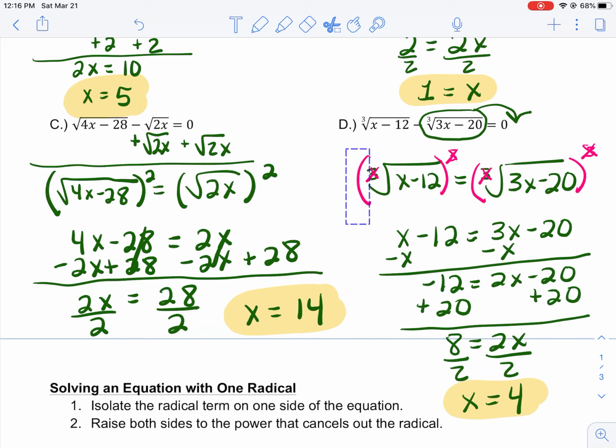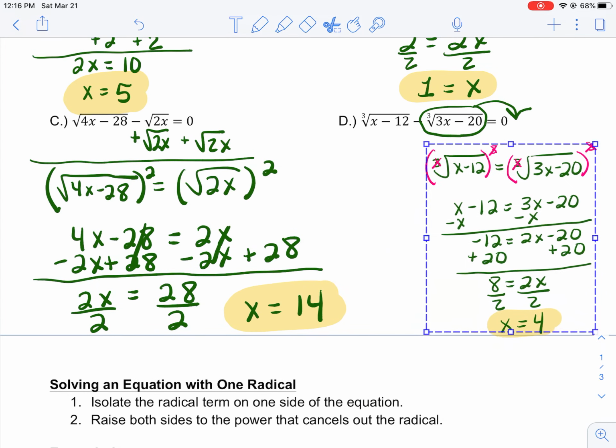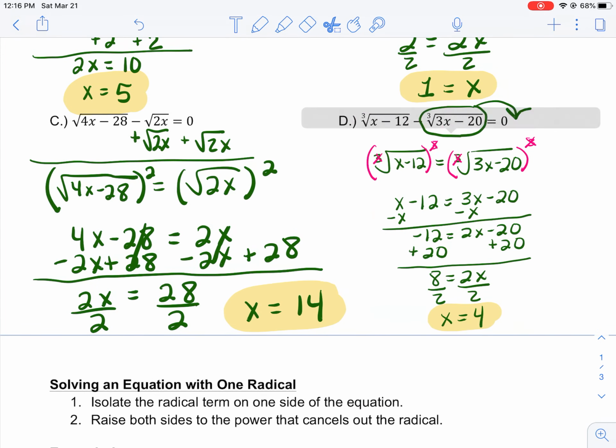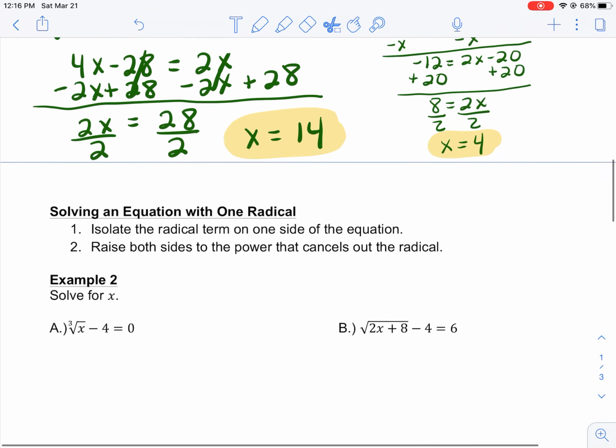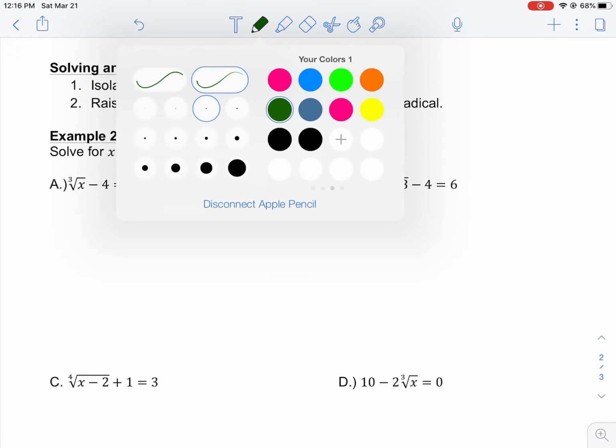All right, so lots of work. The key is to get each of those radicals, one on each side, so then you can kind of just raise it to the third power and lift the gate. Okay? All right, and then the last set of examples, solving an equation with just one radical. So if you only have one radical, you're going to isolate the radical, and then you're going to raise both sides to the appropriate power.